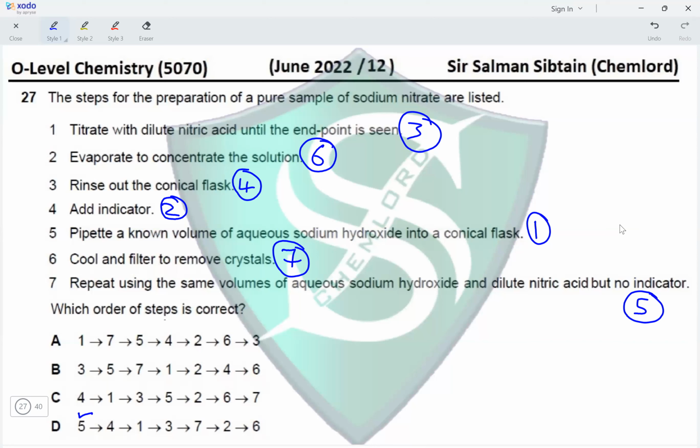Let's just check. Then the second step should be four. Yes. Third step should be one. Yes. Fourth step should be three. Yes. Fifth step should be seven. Yes. Sixth step should be two. Yes. And the last step should be six. Yes. All are correct, making option D the correct option for this question.